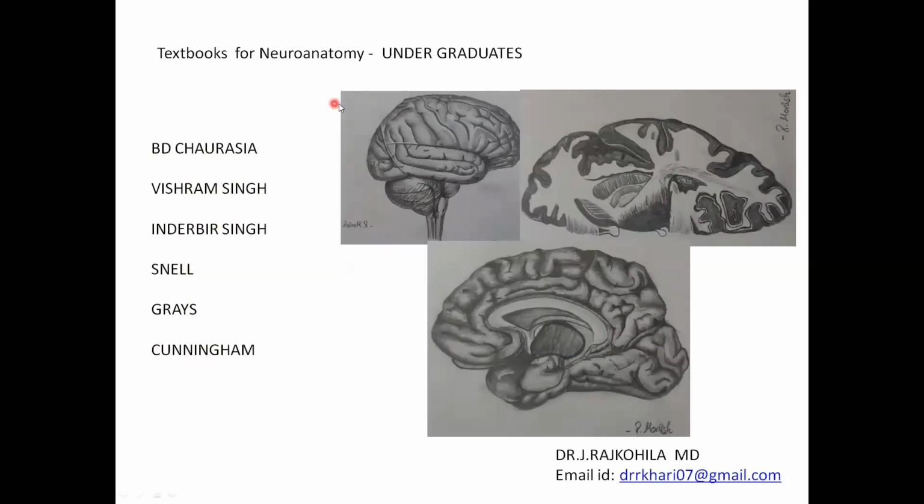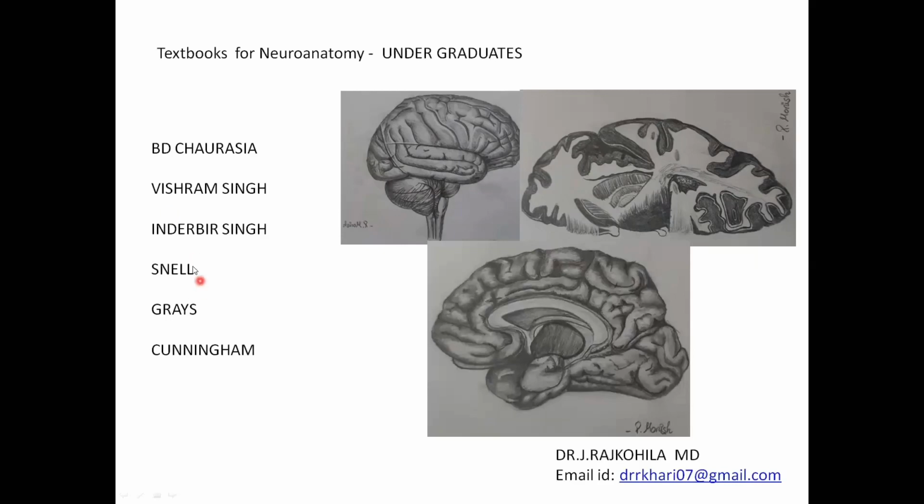Textbooks for neuroanatomy that I would suggest are listed here, all of them are equally good. I have heard opinions that the recent edition of BD Chaurasia is good. It contains a lot of clinical features. But what I actually got to read was Vishram Singh, and that elicited the basic concepts of neuroanatomy very well. Inderbir Singh is at a higher level than Vishram Singh. Things that are not mentioned in Vishram Singh, you can see in Inderbir Singh. Okay, it's at the next level.